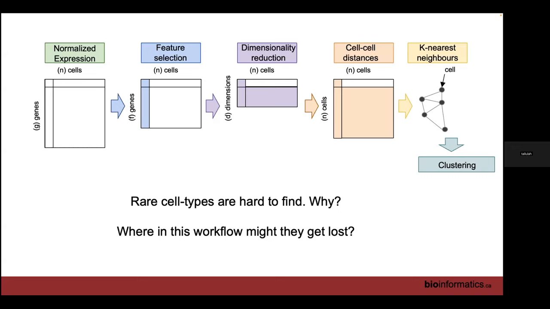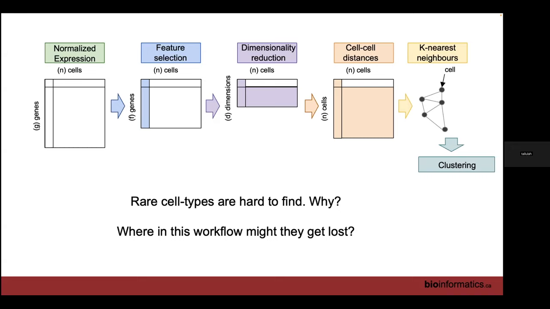Yeah, so when you do feature selection, you're very likely to miss any gene that's a marker gene for a very small cluster, because out of the total variability in the data set, it explains a very small amount. So you're very likely to not pick those genes when you do feature selection. Any other suggestions?